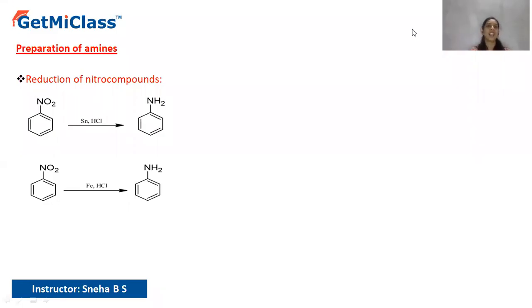Hello everyone. In the chapter amines, we'll move on to the preparations of amines. There are a number of methods to prepare amines, so here we'll discuss the methods of preparation. The first one is by reduction. Reduction means addition of hydrogen. Here the nitro compound can be reduced into amines.